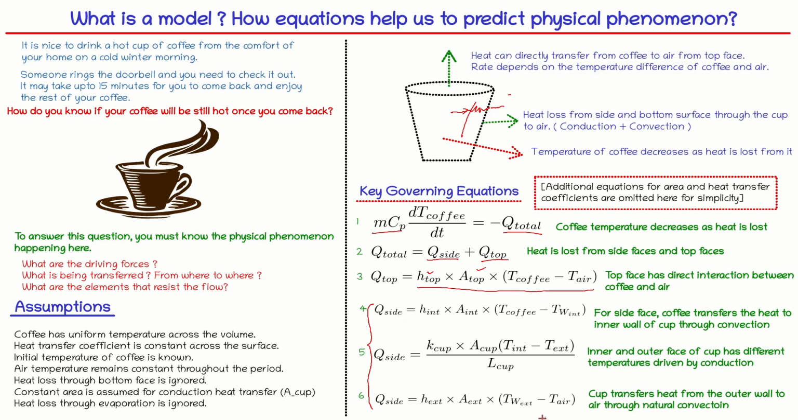So these 3 equations, we have altogether 6 equations that need to be solved. Now let's see how many things we need to solve. We do not know the time evolution of the tea coffee. So this is one variable that needs to be solved.